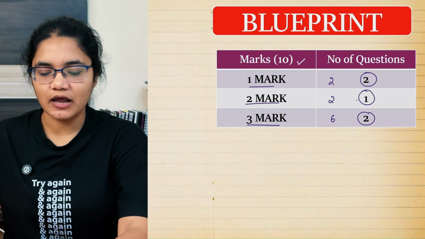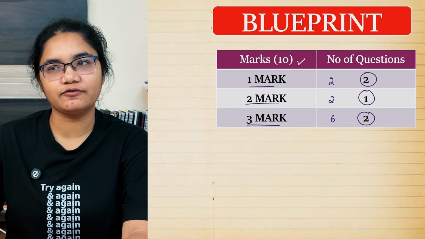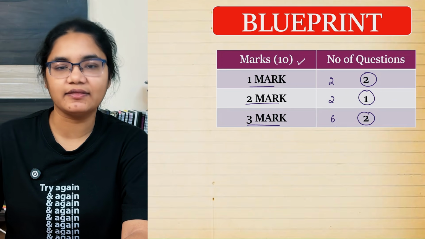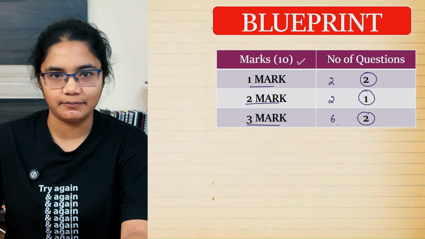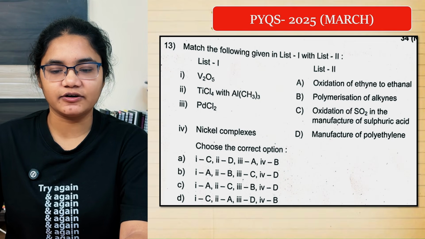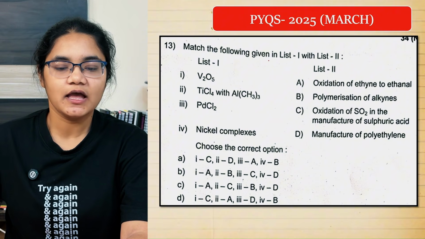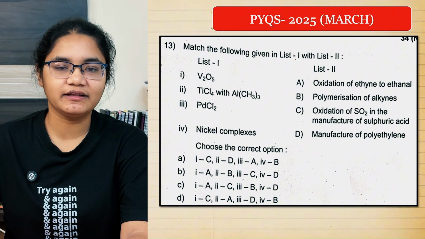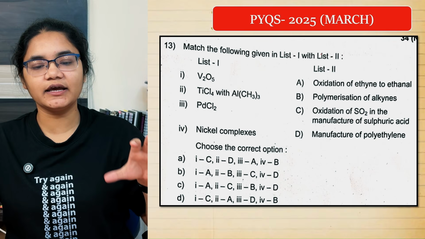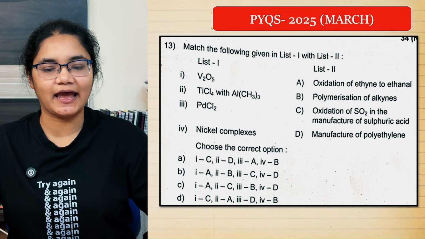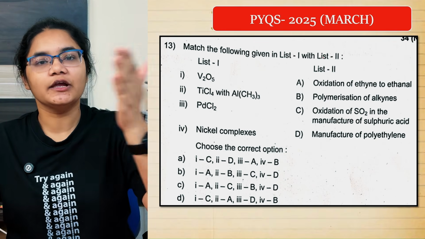First we will solve the PYQs of 2025 to 2022, and then we will go for solving the model question paper. Let's see the first previous year question of 2025, the most recent paper. The question is match the following with list 1 and list 2. Here you have some catalysts and the uses of them.